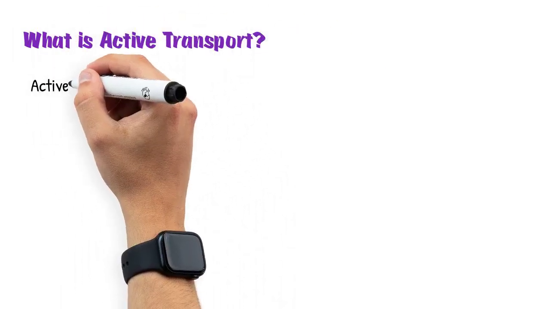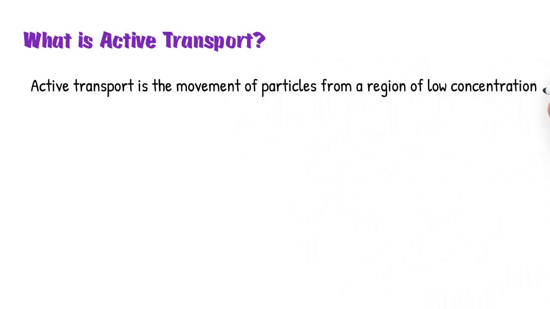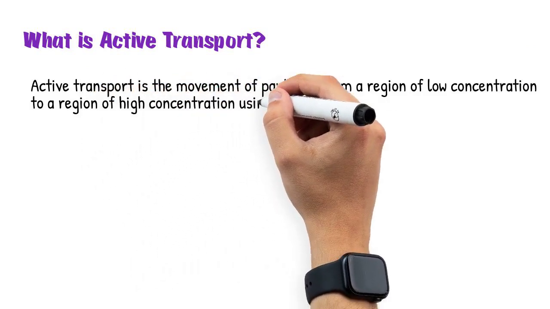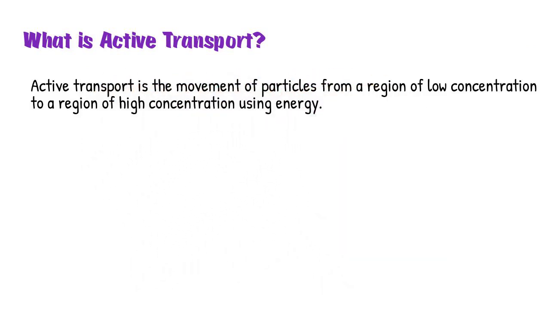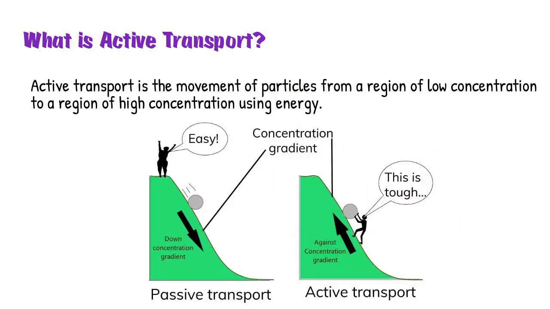So, what is active transport? Active transport is defined as the movement of particles from a region of its low concentration to a region of its high concentration, that is, against concentration gradient, using energy. It is called active because the cell uses energy from respiration to move particles against the concentration gradient, just like rolling a heavy object up a hill takes more effort.